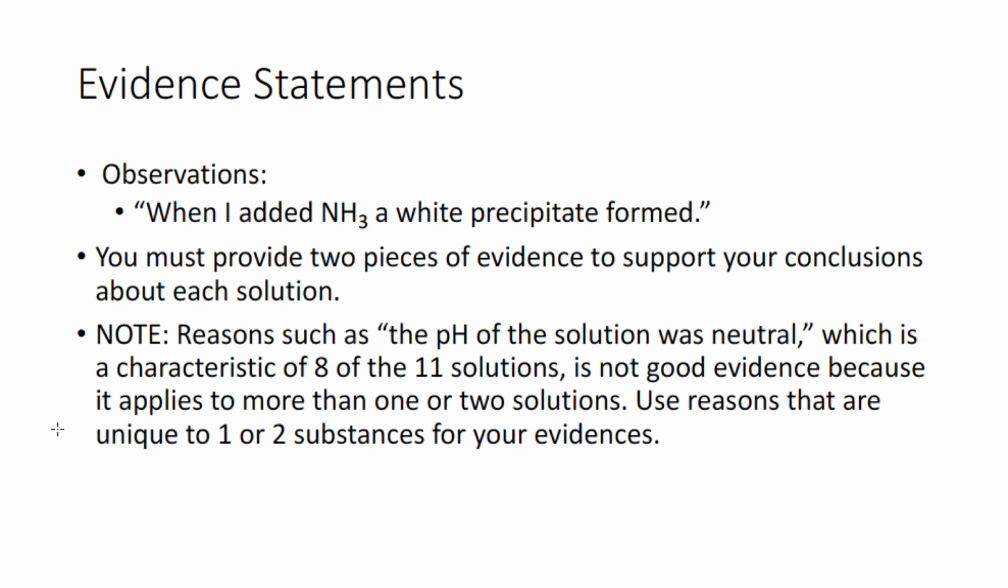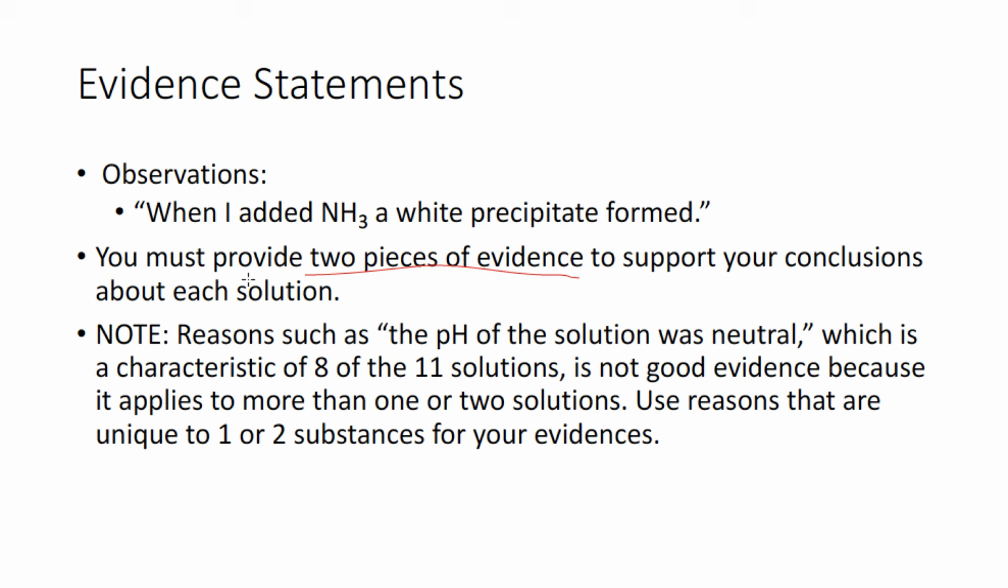So the last thing for our pre-lab is just to think about the observations you're making and the evidence statements that you're going to provide to support your conclusions. So each solution that you identify, you have to have 2 pieces of evidence for each solution, and you should try to have evidences that are more unique. So for example, 8 of the 11 solutions have a pH that's basically neutral, so that's not a really great evidence to identify it. So try to find the ones that are most unique.